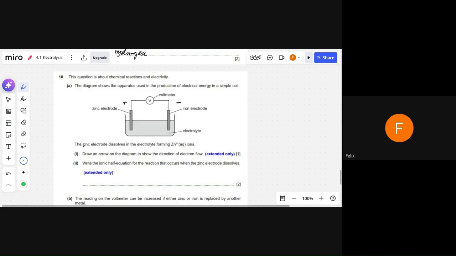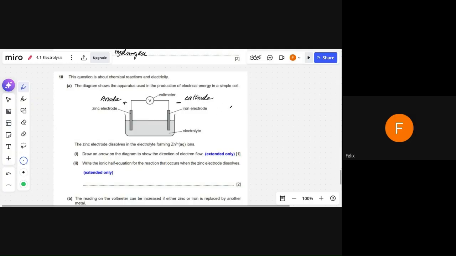Oh, they have written here, the zinc electrode dissolves in the electrolyte, forming Zn2+ ions, right? Okay, all right. So then there's no need to go into that discussion. Okay, so now this one becomes the anode, and this one becomes the cathode, right?